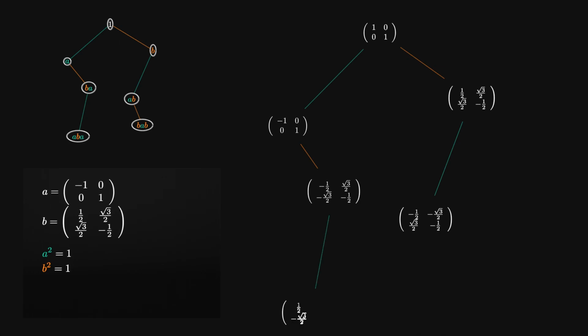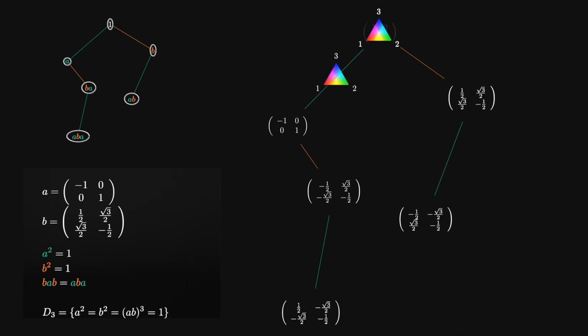In the third level, one finds yet another relationship that BAB is equal to ABA. All relations can be summarized in one line, and they are the defining relations for the dihedral group of order 3. This group can be understood as the symmetry group of an equilateral triangle. When the matrices A and B are interpreted as linear maps, A reflects the triangle vertically and B reflects the triangle along a line of symmetry which is rotated by 60 degrees.